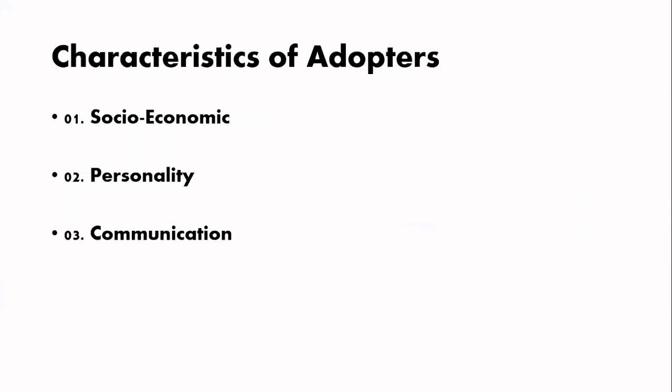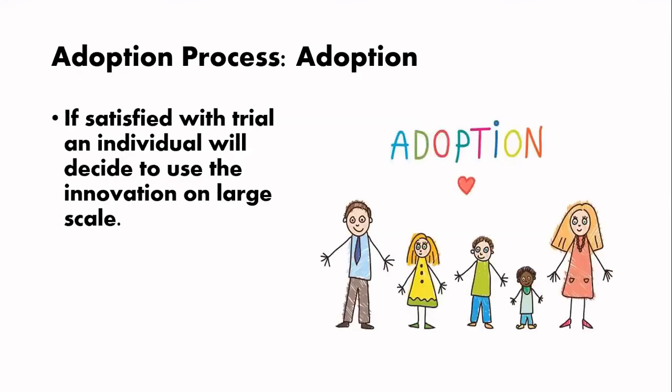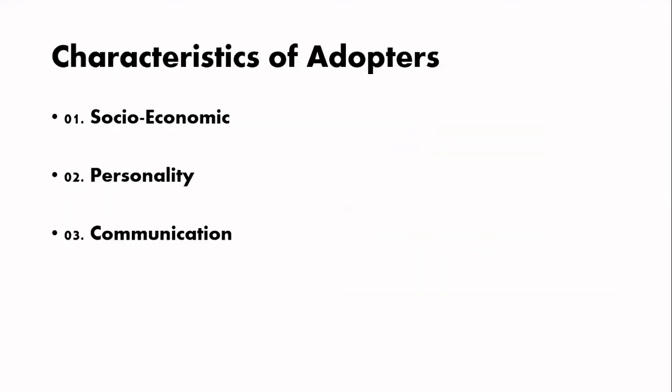Okay, this is called adaptations. So then I have to discuss the characteristics of adapters, because these three characteristics you have to keep in mind: socioeconomic characteristics, personality characteristics, and communication characteristics. These three I will discuss in depth, because it is very necessary to know why these adapters adapt to new technologies. So how can we identify who are the adapters and who are not?